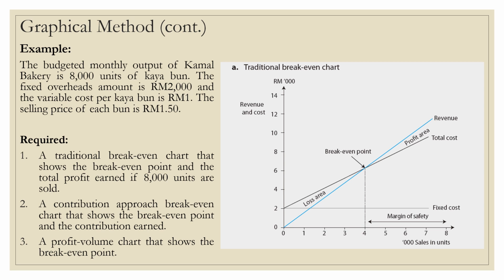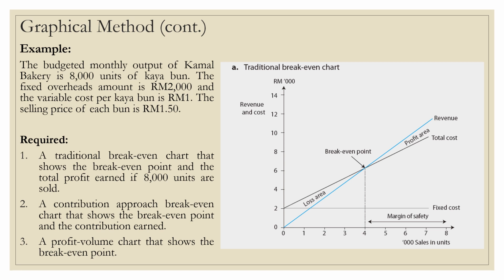How many units of production can cover our fixed cost? That is our first impression when we look into this example. So the question asks you to draw a traditional break-even chart that shows the break-even point and the total profit earned if 8,000 units are sold.